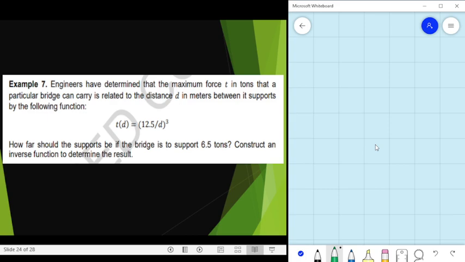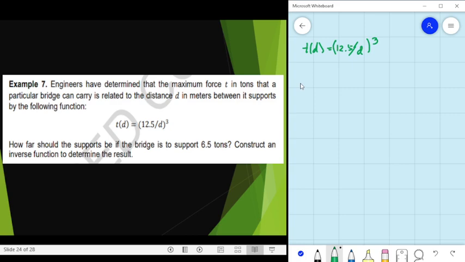So to lessen the confusion in this case, let us interchange d and t as they denote specific values. Solve instead for d in terms of t. So from T of d is equal to 12.5 over d to the power of 3.